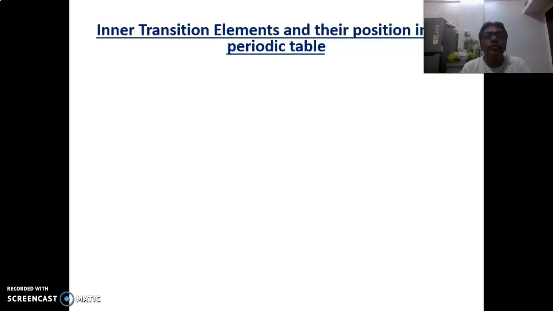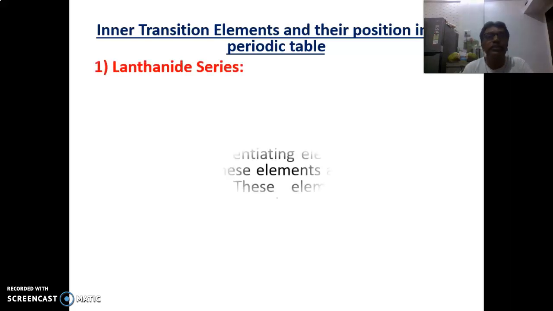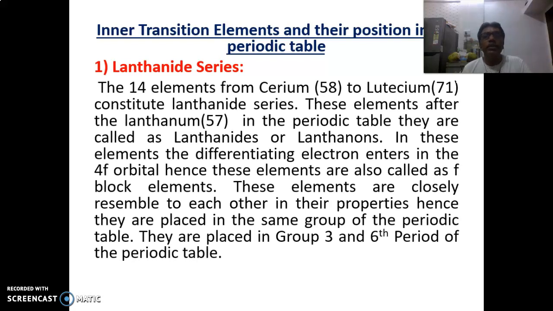First of all, let us see the inner transition elements and their position in the periodic table. The first one is the lanthanide series. The 14 elements from cerium 58 to lutetium 71 constitute the lanthanide series. Actually these elements come after lanthanum 57 in the periodic table.